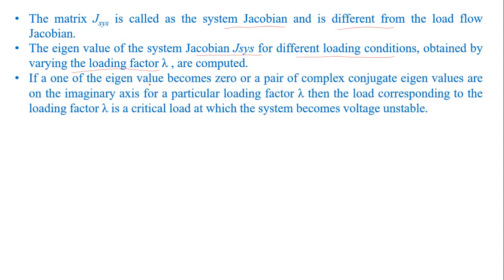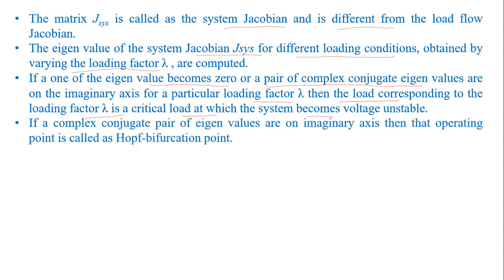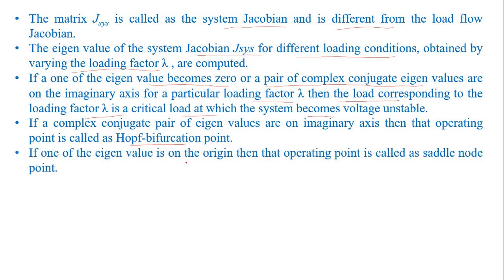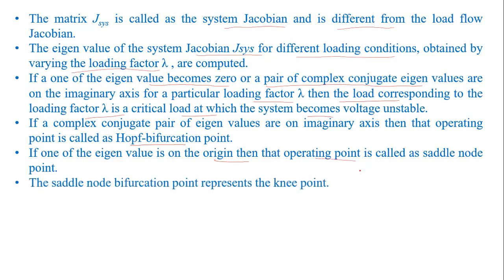If one of the eigenvalues becomes 0 or a pair of complex conjugate eigenvalues are on the imaginary axis for a particular loading factor lambda, then the load corresponding to the loading factor lambda is a critical load at which the system becomes voltage unstable. If a complex conjugate pair of eigenvalues are on the imaginary axis, then that operating point is called the Hopf bifurcation point. If one of the eigenvalues is at the origin, then the operating point is called the saddle node point. The saddle node bifurcation point represents the knee point.